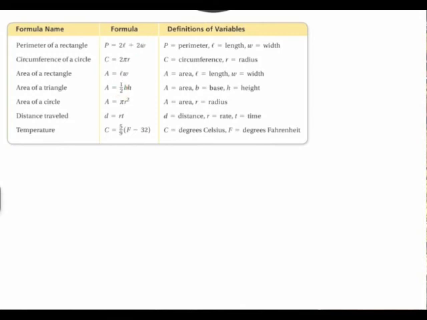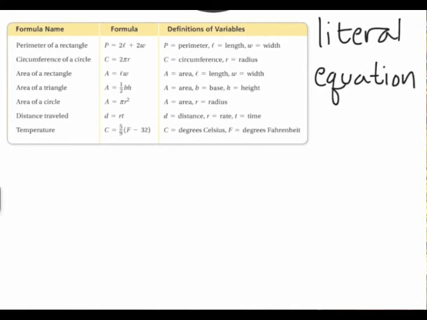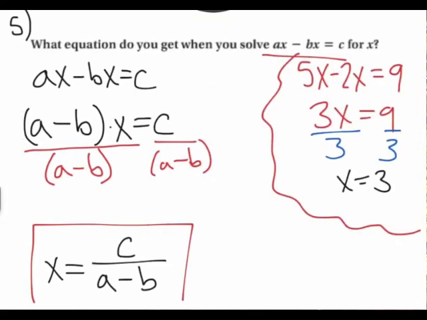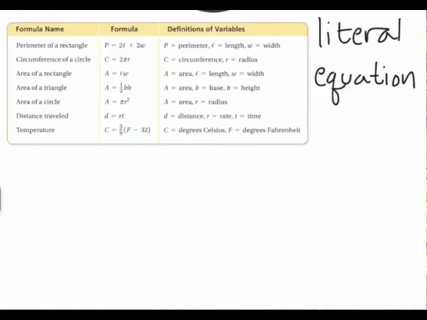Now, an equation that has multiple letters like this, which you might have heard called a formula before. Another word for this that we use in math class for some reason is a literal equation. Okay? So all of the equations we've been solving, except for the first two, have been literal equations because they have multiple letters. Literal just means letter. Okay? They have letters.